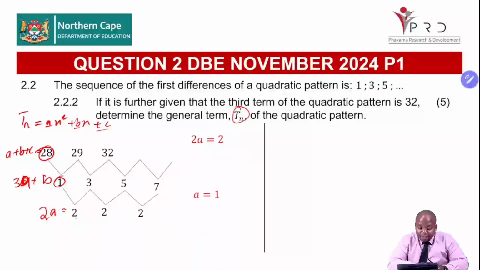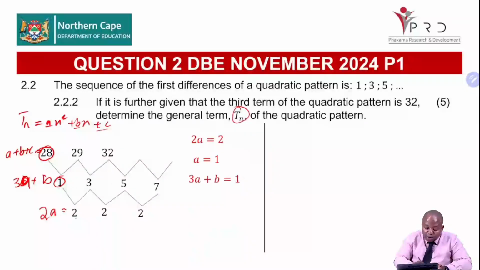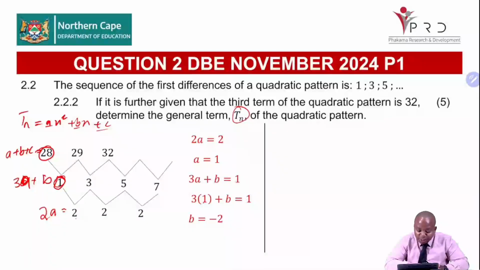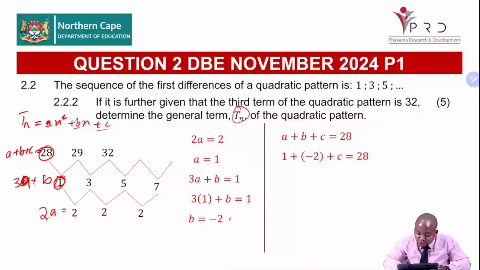Right, then my a is going to be 1. To find my b, 3a plus b equals 1, which is the first term of the first differences. Then I substitute a equals 1 and solve for b. My b is going to be negative 2. Then to find my c, a plus b plus c equals 28. Then a was 1, b equals negative 2, plus c equals 28. Then my c is going to be 29 in this case.